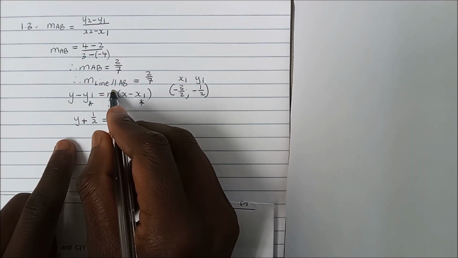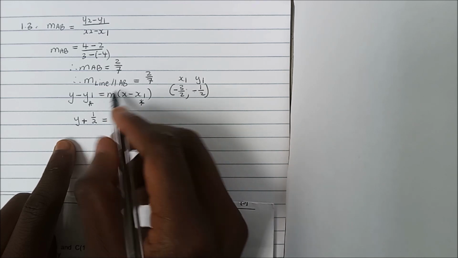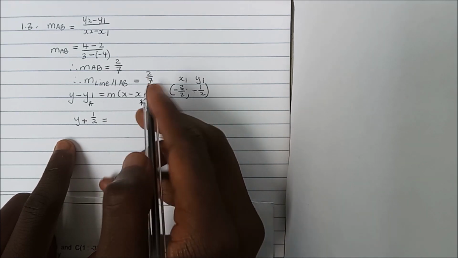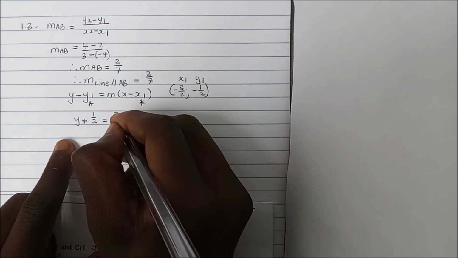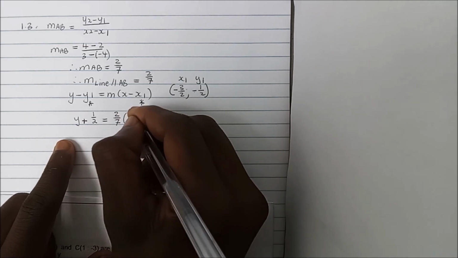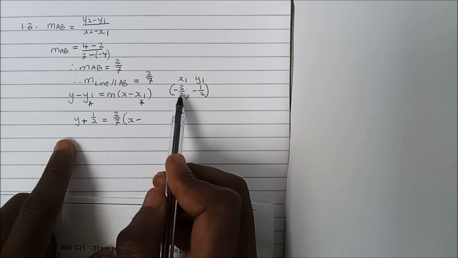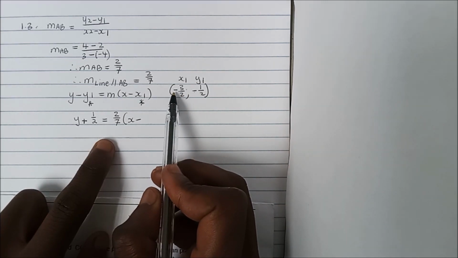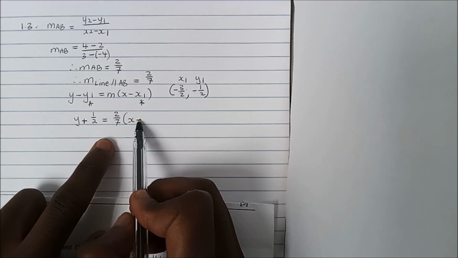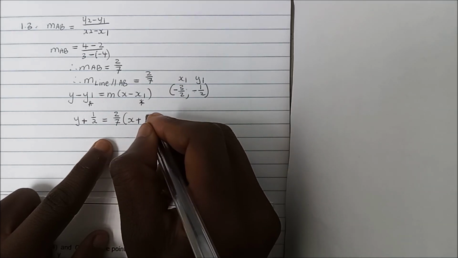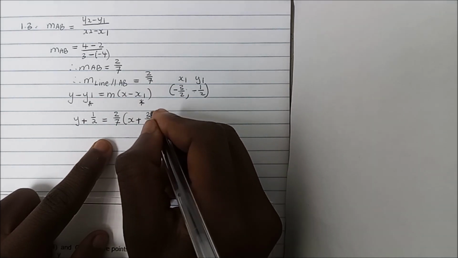And then what is the value of the gradient? We know that line has the gradient of 2 over 7. So we have 2 over 7 into x minus, and then what's going to be our x1? That's going to be -3 over 2. So now this negative and this negative make positive. So we will have 3 over 2.